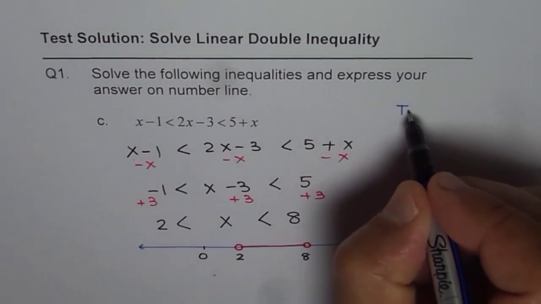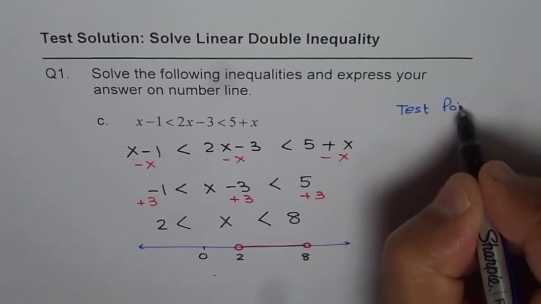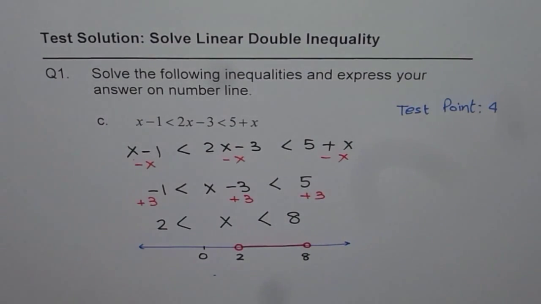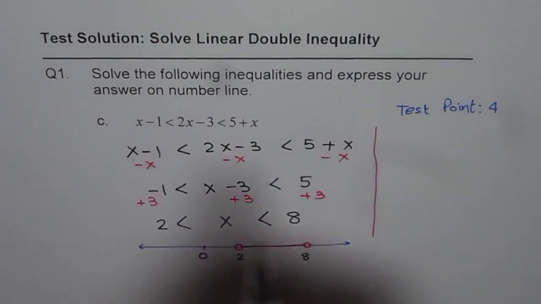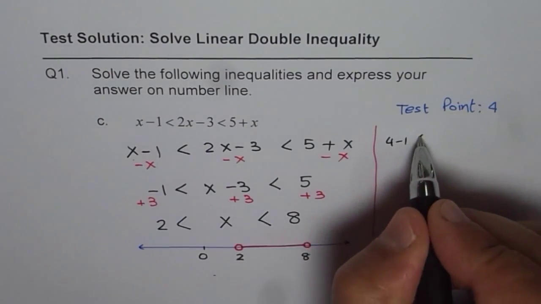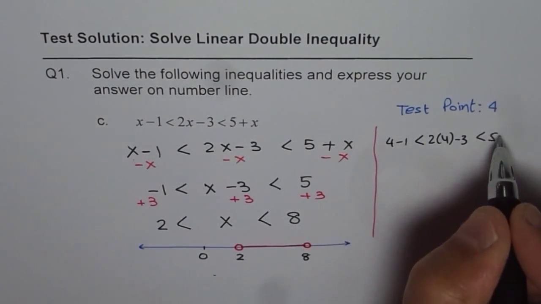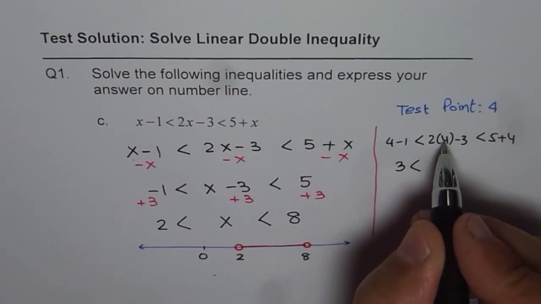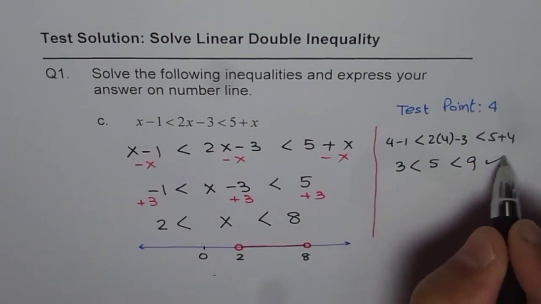So let's have a test point. So we are considering a test point of 4. So if I substitute 4, what do I get? So let me write down. If I write 4 here, 4 minus 1 less than 2 times 4 minus 3 less than 5 plus 4, which is 3. 2 times 4 is 8. 8 minus 3 is 5. Less than 9, so that is perfectly fine.